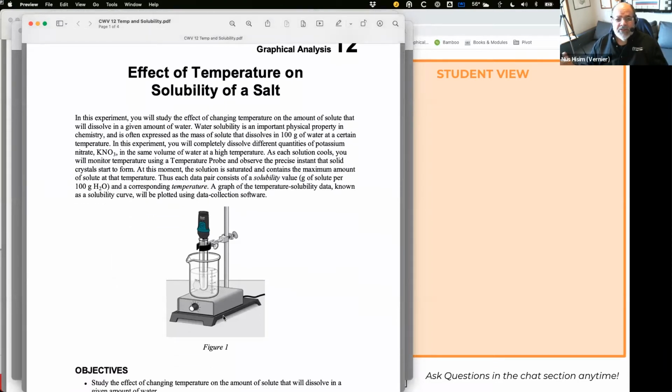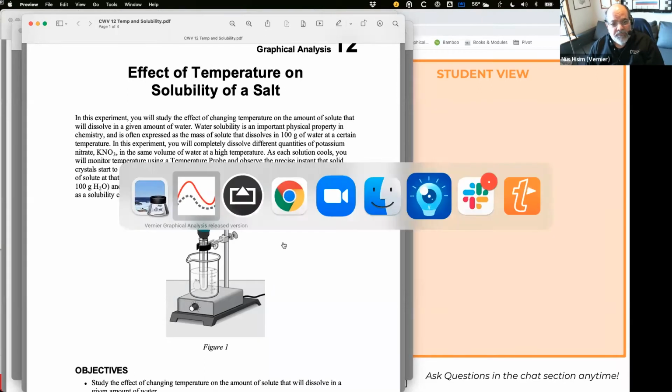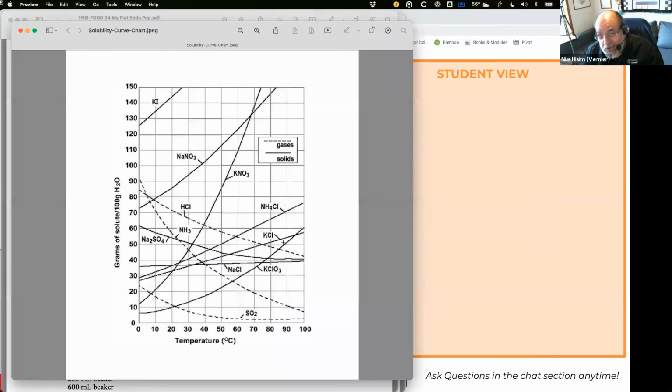So you basically create a saturated solution, and then you allow the thing to cool down. As soon as the crystals start to form, you note the temperature, and you plot that against the mass of solute that you had dissolved to create these saturated solutions. And it's a good lab. It works really well. You get good data. You get a nice solubility graph that looks extremely similar to the one you expect.